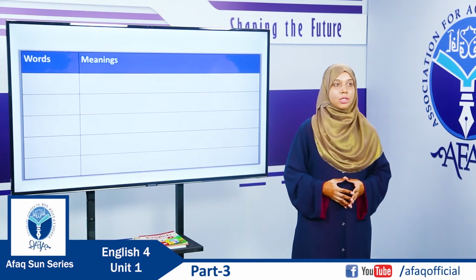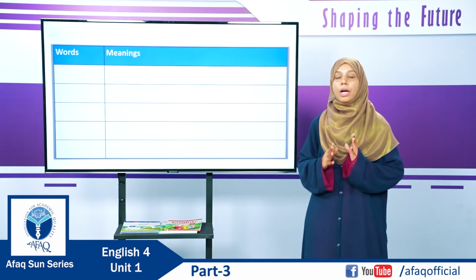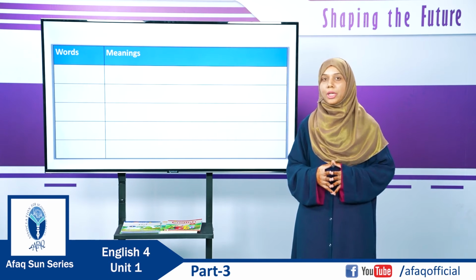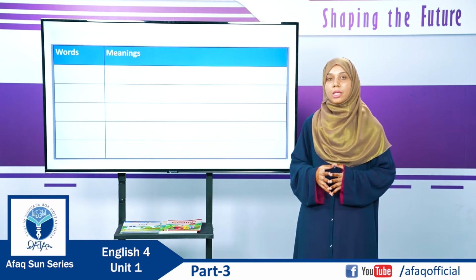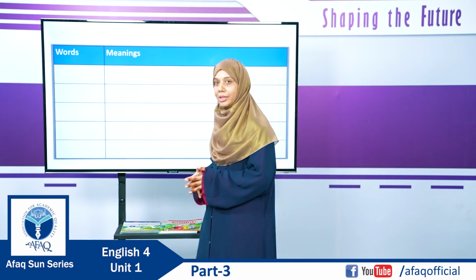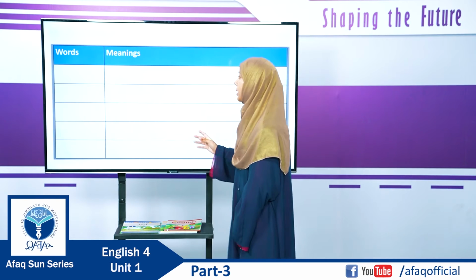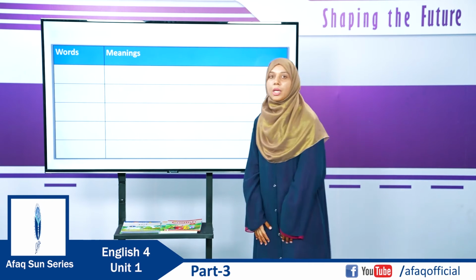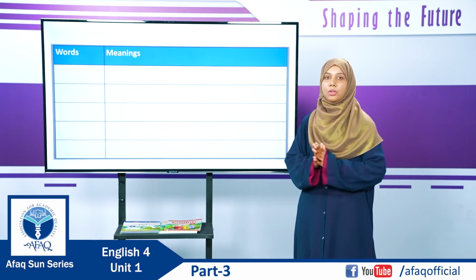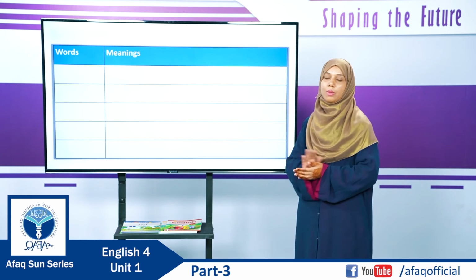Now read the rest of the story and see what happens at the end of the story. I hope that you have read the story of the naughty rabbit. Now, I want you to write all the difficult words that you underlined during your reading in a column and write their meanings in the other column. Make a table like this in your notebooks and write all the words and their meanings in this table.